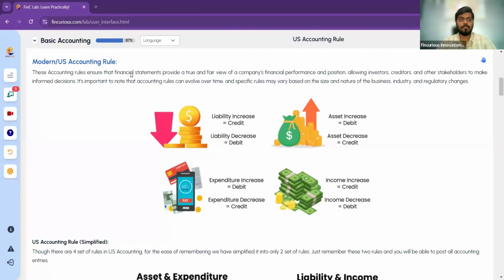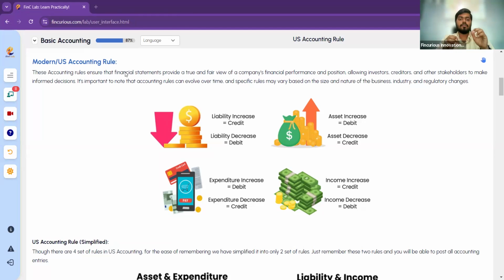Before doing that, let us dive into how exactly this US accounting rule or modern accounting rule works. So let me share my screen. You can see my screen. So what is this US accounting rule or modern accounting rule? To pass any journal entry, we need to understand the basic accounting rules. What are those? You can see here on the screen: liability, asset, and expenditure, income. What are these four things?